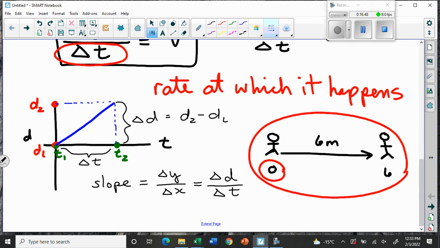And then down here, let me slide over here. This would be T2 minus T1.